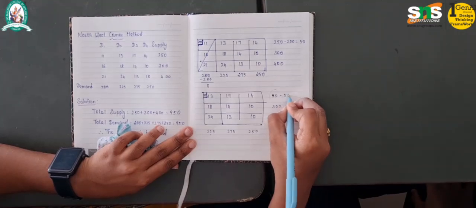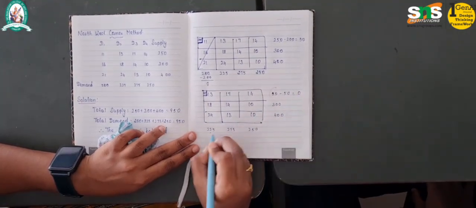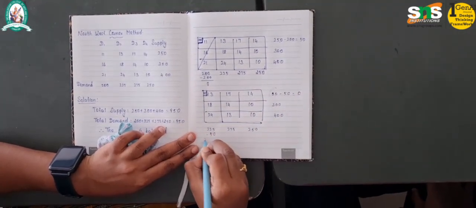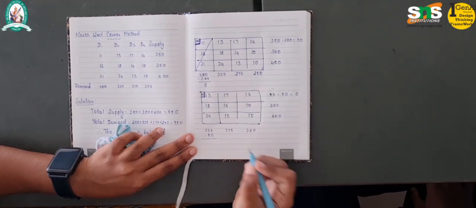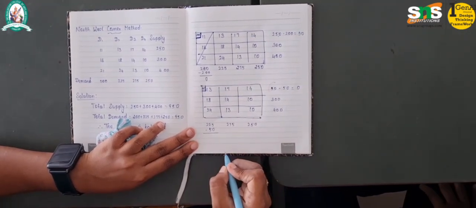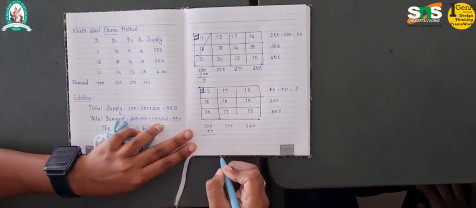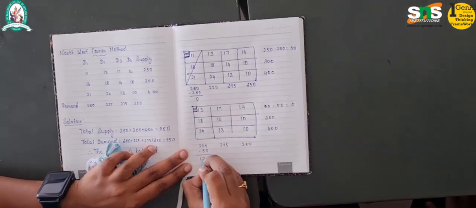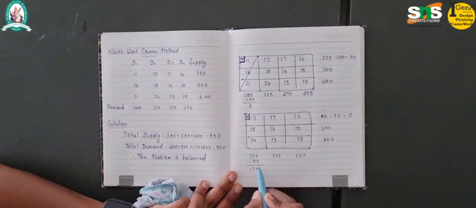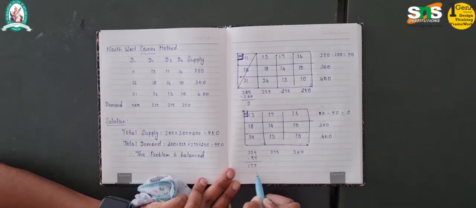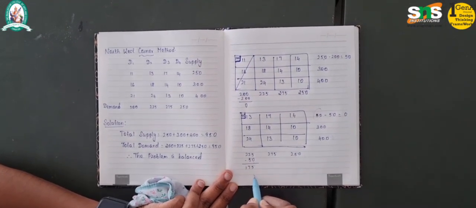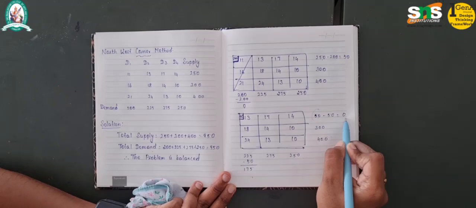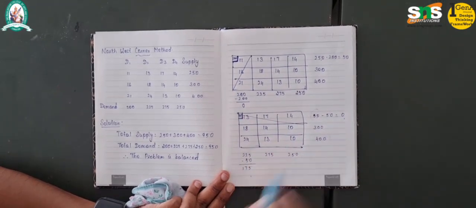50 minus 50, what is the value? 0. Again, 225 minus 50, the answer will be 175. So now we are going to cancel the value which we get an answer as 0. So here only we get an answer as 0, so we are going to strike out the first row.